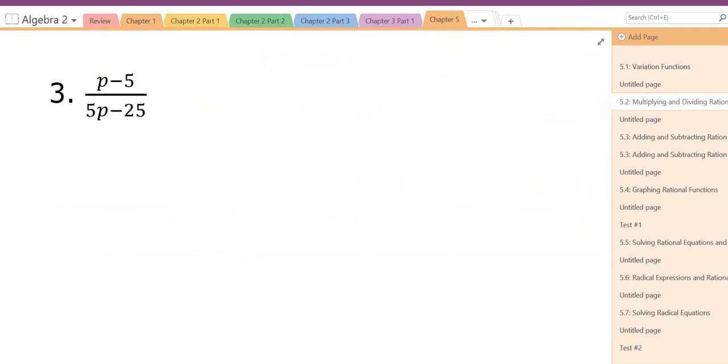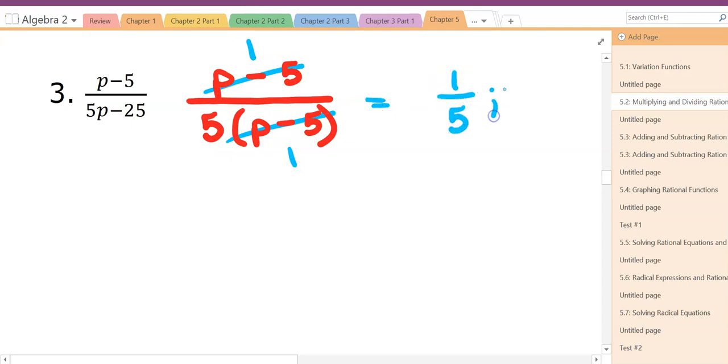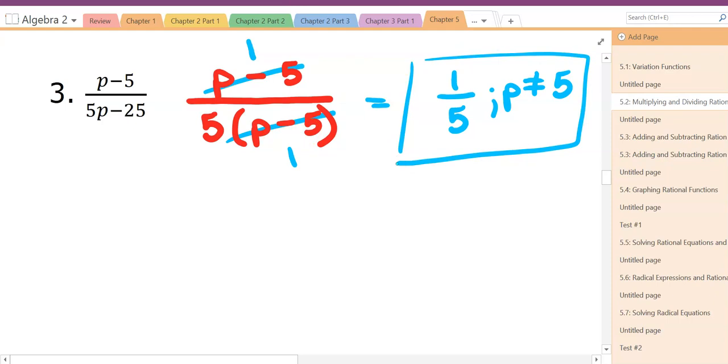Okay, go ahead and pause the video and give this one a try, and then resume the video when you're ready for me to go over it. So what I did for this one is on the bottom, I just factored out the 5, and that left me with p minus 5, which is the same as the top, so those cancel each other out. Now, there's not a 0 on top. Remember that these basically became 1s, so my answer is 1/5, okay? But p cannot equal 5, because if I put 5 in, I'm going to get a 0 in the denominator. So I want to make sure that I don't have a 5.